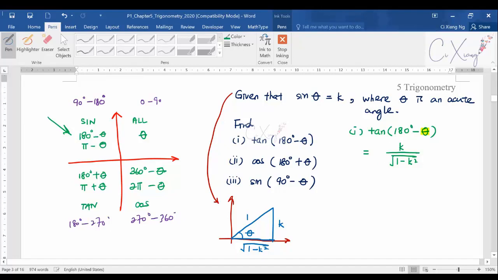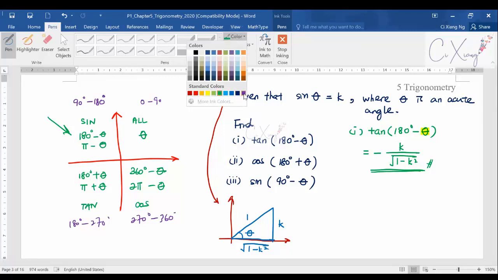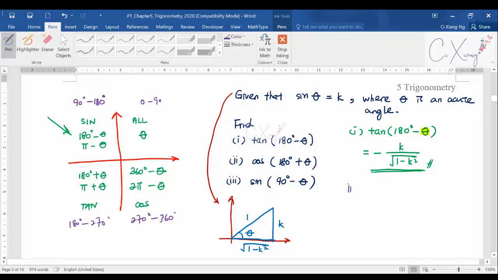for tangent. All right, so in this quadrant, second quadrant, is tangent positive or negative? It should be negative. Therefore, the value itself should be negative k over square root 1 minus k squared. Then for this one, you don't need to rationalize it because the bottom part here is the unknown, so it's very hard for you to rationalize it. So you are allowed to keep your answer like this. Okay, all right. Then how about for the second part here?